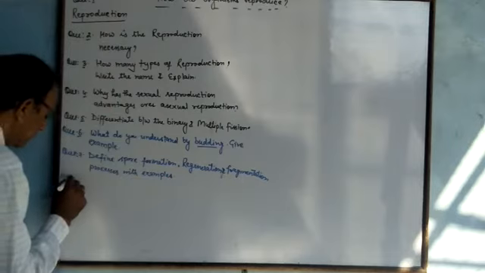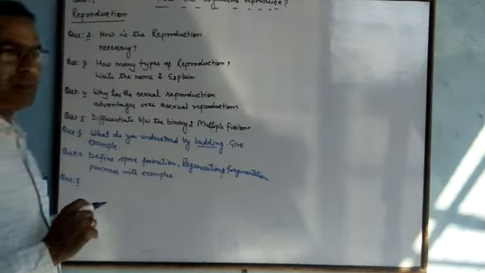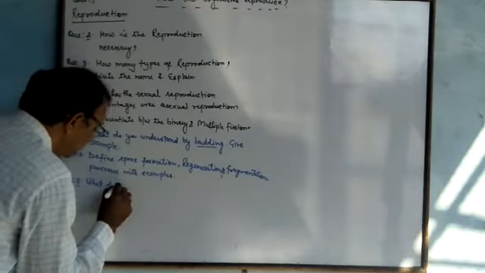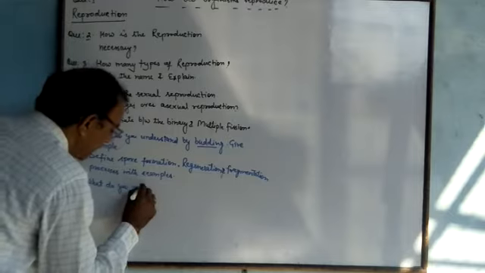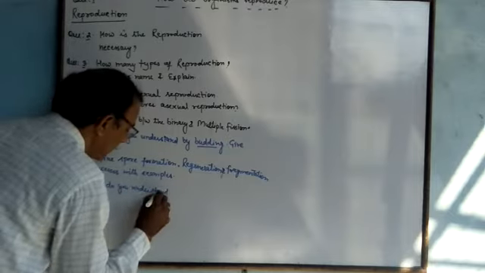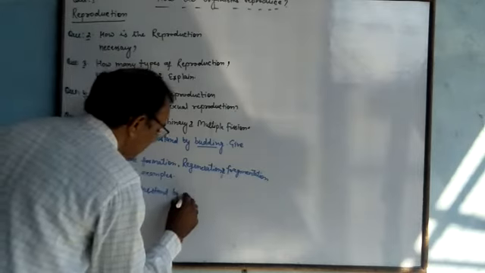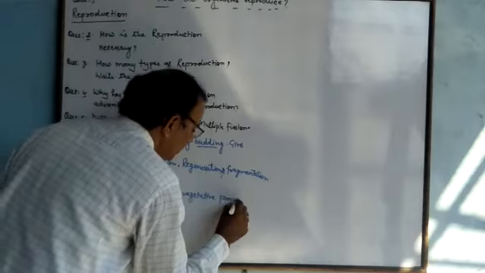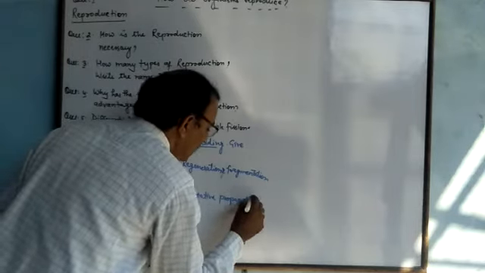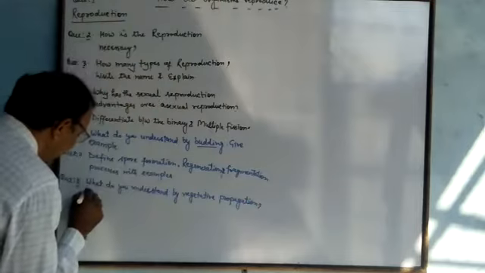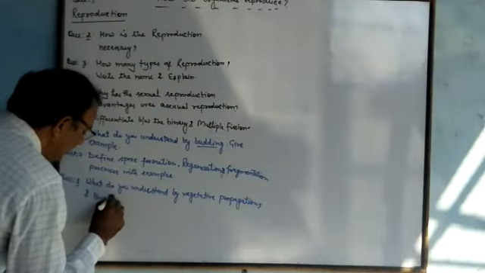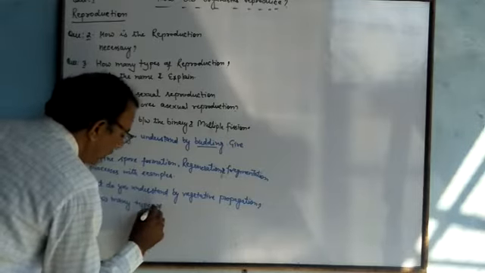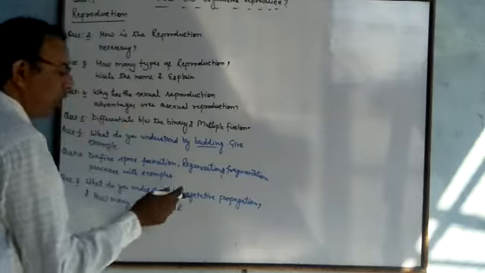And the next question is what do you understand by vegetative propagation and how many types of this? How many types of vegetative reproduction or propagation?